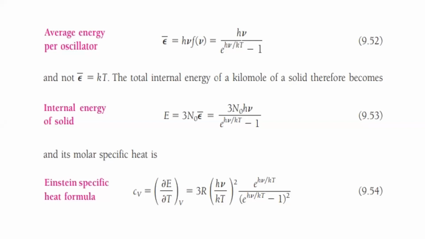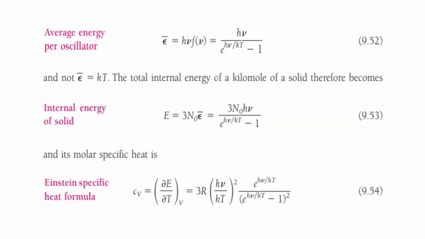So the internal energy of the solid, E, is equal to 3N0 E bar. You multiply equation 52 with 3N0 and you get this expression for the total energy, which is the internal energy of the solid. If that is the case, then Einstein's specific heat formula gives CV equal to del E by del T. You differentiate with respect to temperature, keeping the volume constant, and this is what you get, which is equation number 54 here.